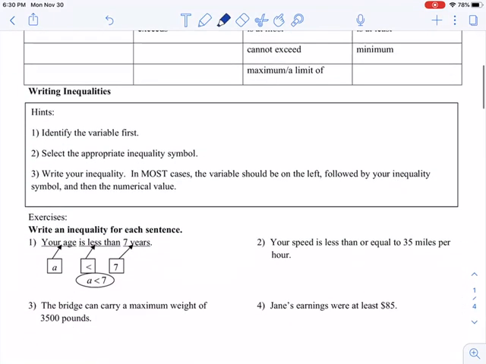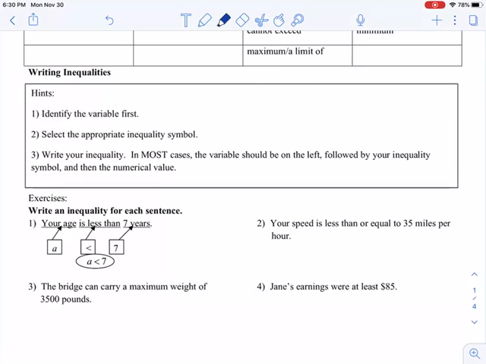All right, we're going to practice writing inequalities. Some hints for you. The first one is to identify the variable first, select the appropriate inequality symbol, and then write your inequality. In most cases, the variable should be on the left, followed by your inequality symbol, and then the numerical value. And you can look at the first one there as an example. Your age, we're going to use A, is less than, that's your inequality symbol, 7 years. So A is less than 7.